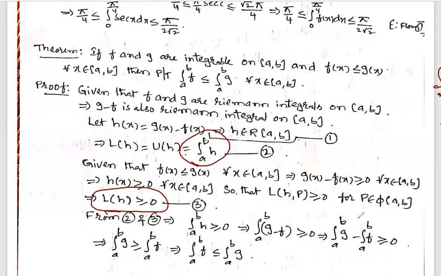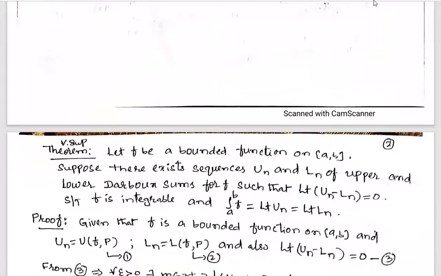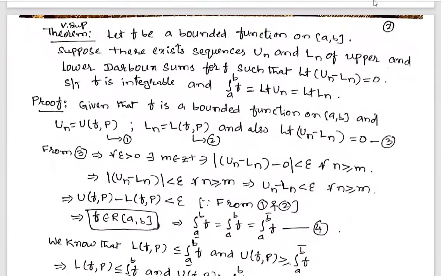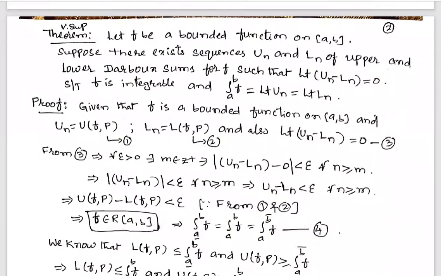And less than or equals to, or greater than or equals to. Okay. Next, after that theorem, you have another important theorem. Let f be a bounded function on [a, b], and let Un and Ln be the upper and lower Darboux sums. So I just gave you a note about the Darboux conditions. Just go through that.